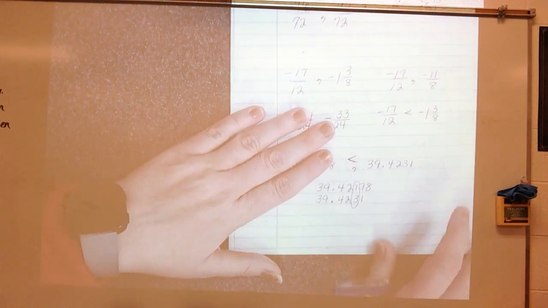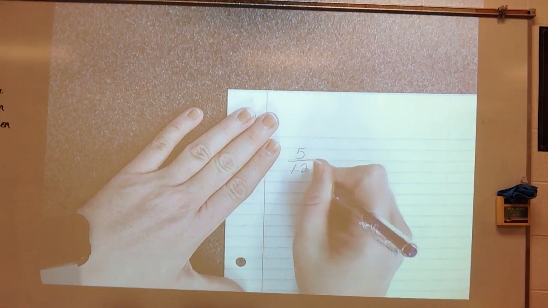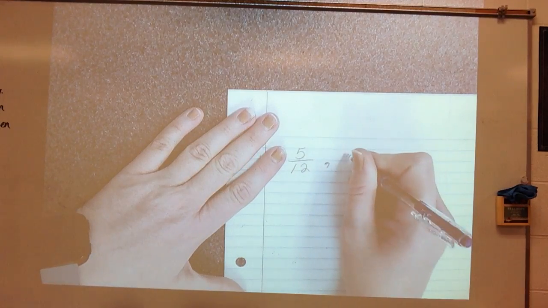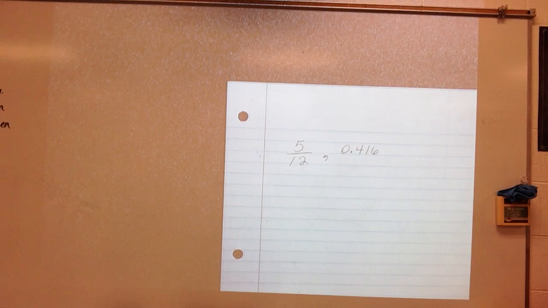Okay? But what happens if I have this? What happens when I have this? Okay? I can't line them up. I can't do anything with it. So here's what I would suggest you do. You can actually convert one or the other, I would suggest you convert 5/12 to a decimal.